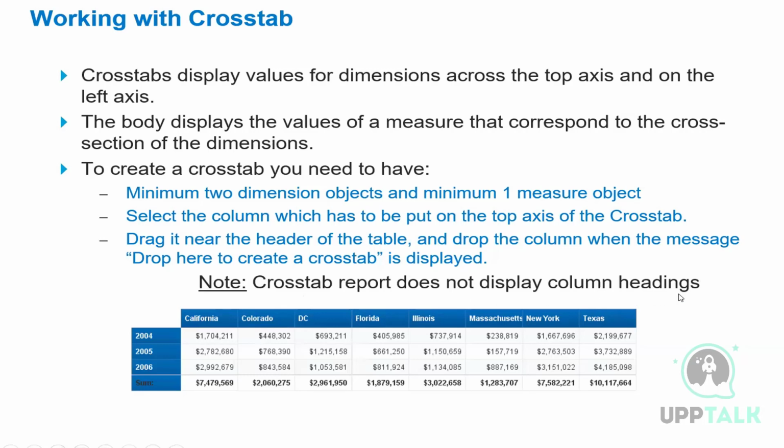A cross tab report does not display column headings. Yes, that is correct. It does not automatically represent column headings. In the body, we have some numerical values, but we don't know whether it is sales revenue or profit or anything. So by default it will not display column headings. It will only display dimensions in the left axis and the top axis.